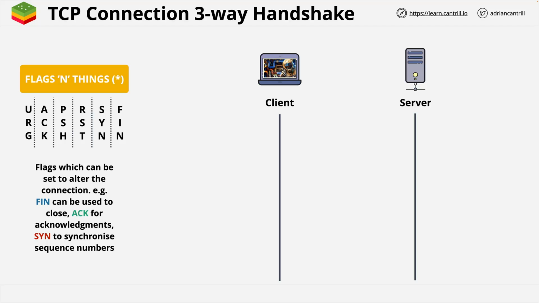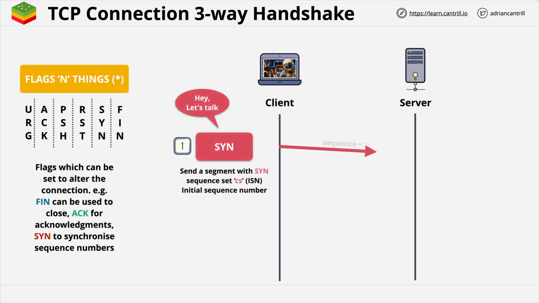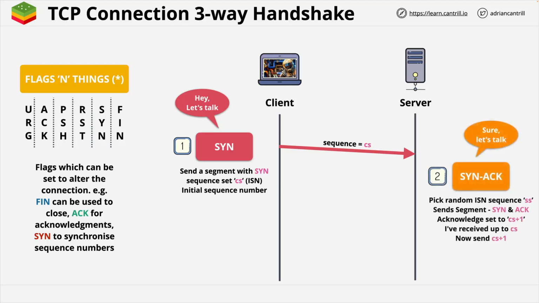So step one is that a client needs to send a segment to the server. This segment contains a random sequence number from the client to the server. This is unique in this direction of travel for segments. This sequence number is initially set to a random value known as the ISN, or initial sequence number. You can think of this as the client saying to the server, hey, let's talk, and setting this initial sequence number.